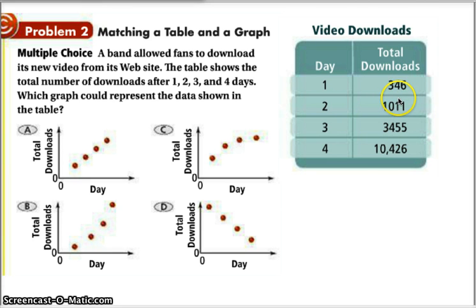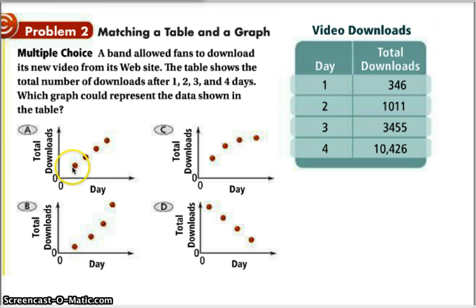So when we think about something going up at a constant rate, that would mean it would have to increase by the exact same amount every day. This isn't. This one's increasing by roughly 600 or 700. This one's increasing by more than 2,000. This one's increasing by less than 7,000. So that's a big difference between each. So now let's go over here and look at the graphs.